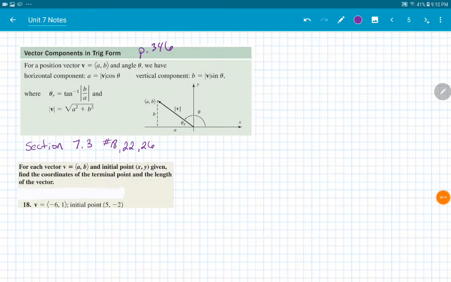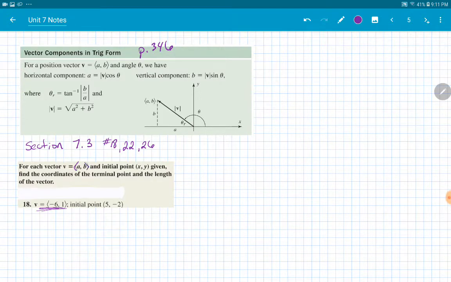Okay, so with 18, we're given the vector's position in component form. That's these pointy brackets, which identify that it's a vector, not an ordered pair. And the initial point, so the vector starts at 5, -2, and we need to find the terminal point and the length of the vector.